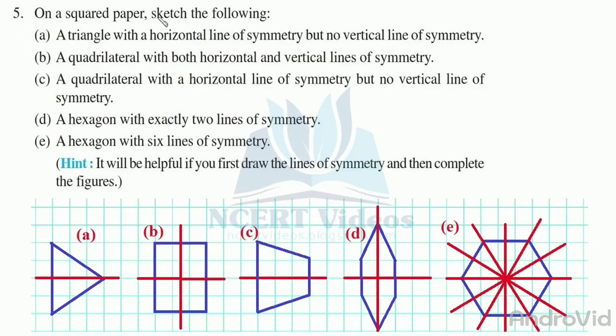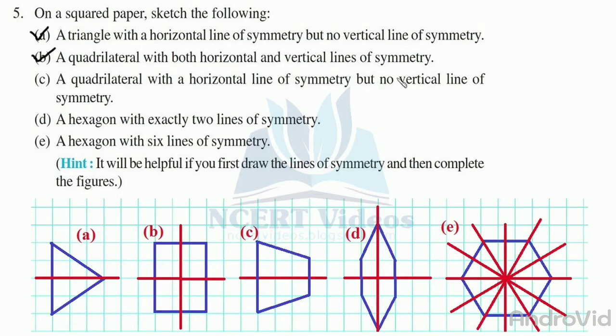5. On a square paper, sketch the following. A triangle with a horizontal line of symmetry but no vertical line of symmetry. So we have constructed a triangle which has only horizontal line of symmetry. As you can see here, if you flip in the horizontal direction, you will be able to get the triangle. A quadrilateral with both horizontal and vertical lines of symmetry. Well, yes, this is a rectangle. We have studied rectangle has both horizontal and vertical lines of symmetry.